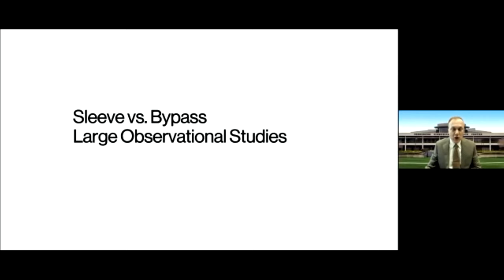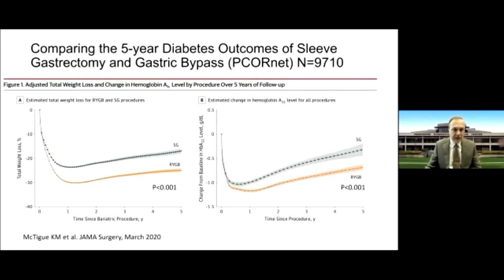Now, what about the larger observational studies? Because they are much more powered to show differences between these operations and can show longer follow-up. And one of the best studies is this study from the PCORnet network that evaluates nearly 10,000 patients over 5 years who had sleeve gastrectomy or gastric bypass. Now remember, this is not a prospective randomized controlled trial, but the two groups were matched fairly well.